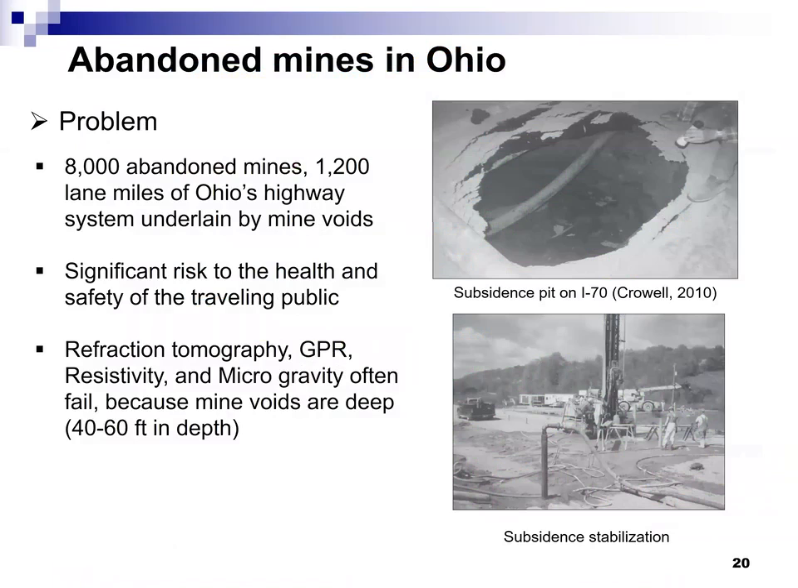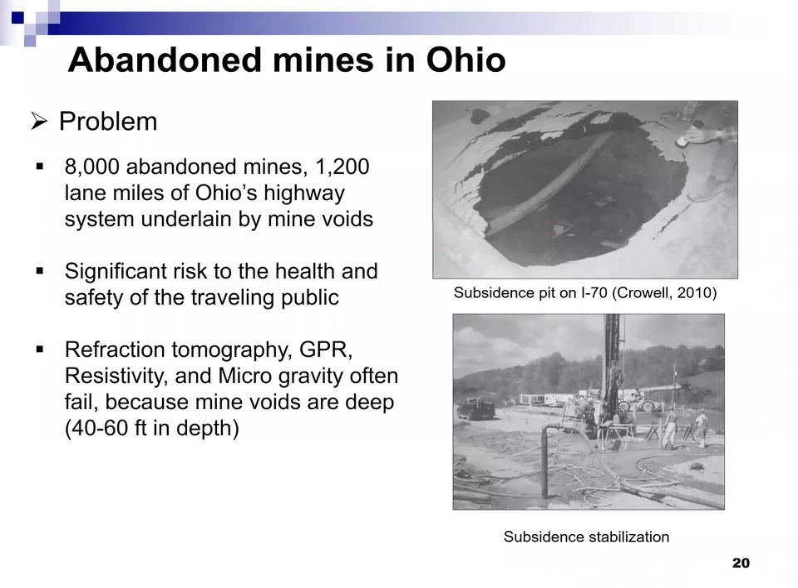So the next thing I want to talk about is the abandoned mine void in Ohio. So they have about 8,000 abandoned mines in the state. About 1,200 lands are undermined by mine voids. So they need to find the void and then stabilize it. They tried different methods: refraction tomography, GPR. They have a shallow clay layer, so they cannot go very deep with the GPR. Resistivity loses resolution very quickly with depth. And the mine void is only 5 feet in height, but the lateral dimension is large. It's kind of thin, but a laterally very large void.